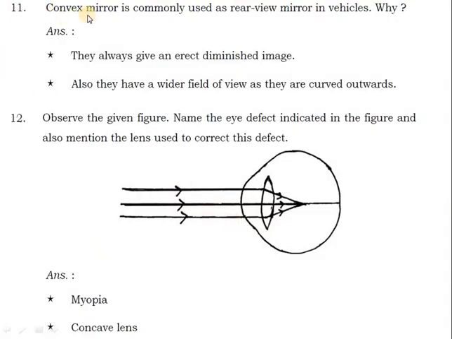So question number 11. Convex mirror is commonly used as rear view mirror in vehicles. Why? Answer. They always give an erect diminished image. Also, they have a wider field of view as they are curved outwards.